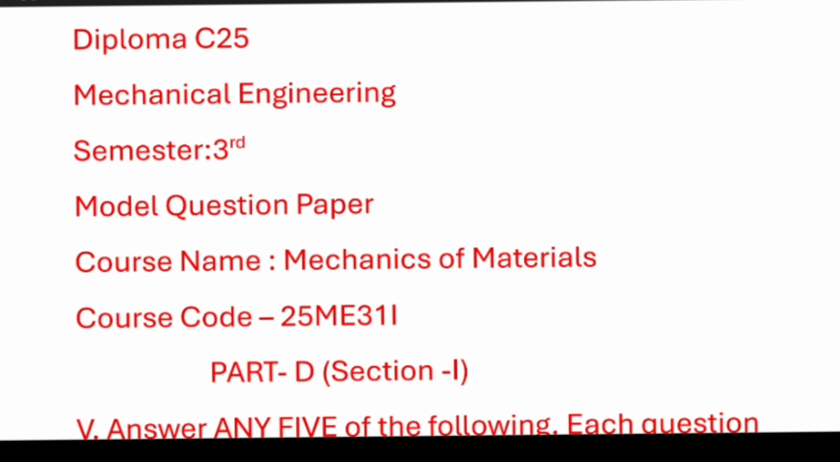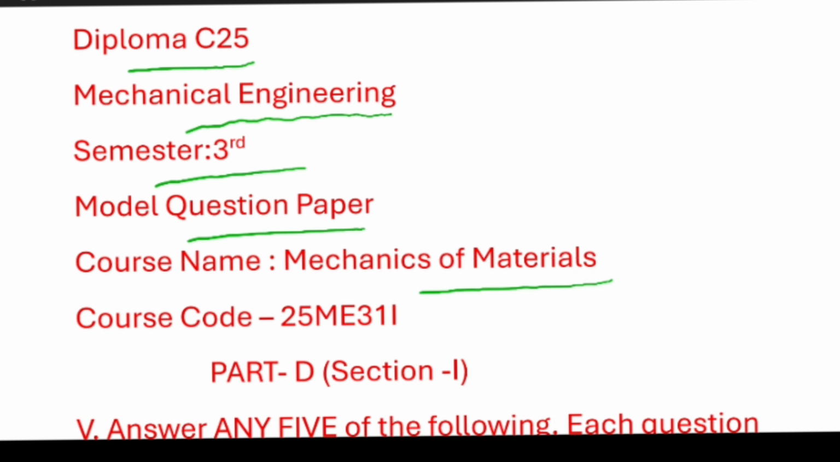So already 5 marks question part 1 I have already explained. So now I am going to explain the remaining questions in part 2. This is the Diploma C25 Mechanical Engineering 3rd semester model question paper, Mechanics of Materials, and the subject code is 25ME31I. Part D, section 1, in that the first question I have explained in the part D video. So first you watch that video, then you can watch the part 2 video. We'll see the next important questions.